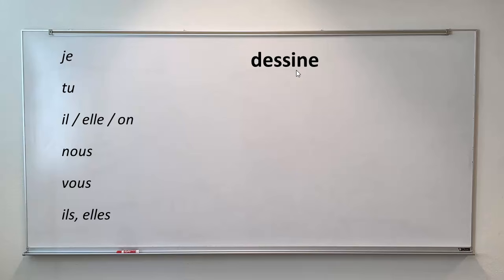Or it can mean you are doing it right now. You are in the process of doing it. I am drawing. I draw, I do draw, I am drawing. Those 3 meanings from this one form. And that goes for all of the different forms in the present tense.